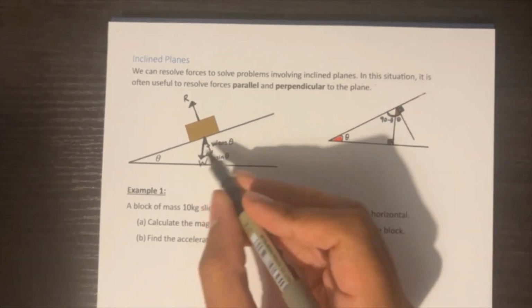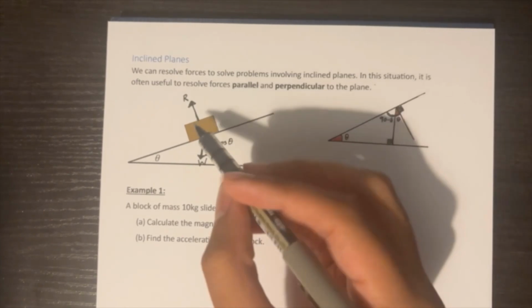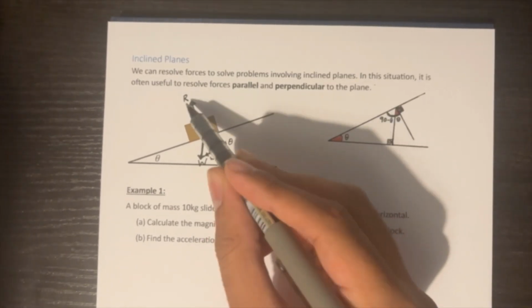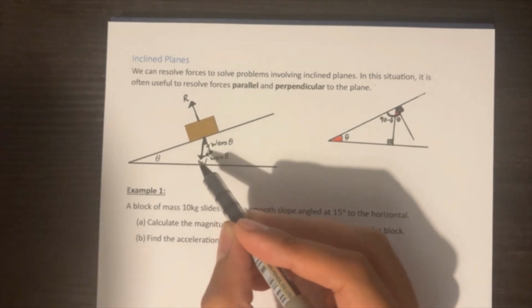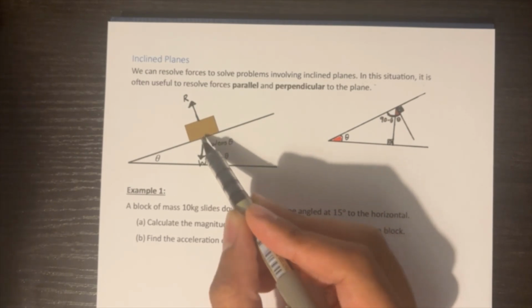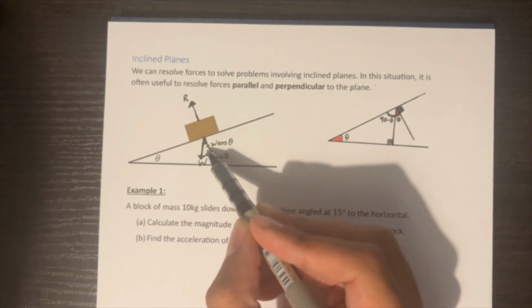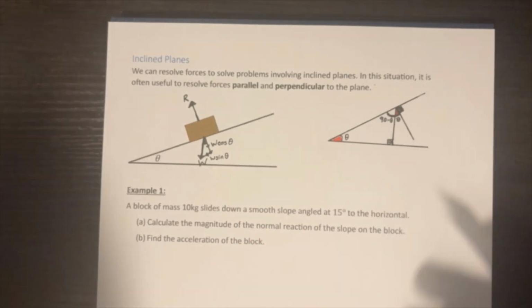So whenever we're looking at resolving forces on an inclined plane, we can consider the reaction force acting perpendicular to the plane, the weight acting vertically downwards, which means we can resolve that weight into W cos theta acting in the perpendicular direction, and W sine theta acting in the parallel direction.